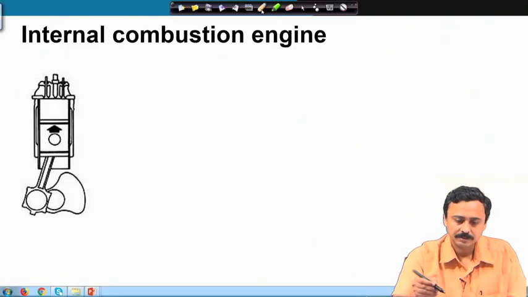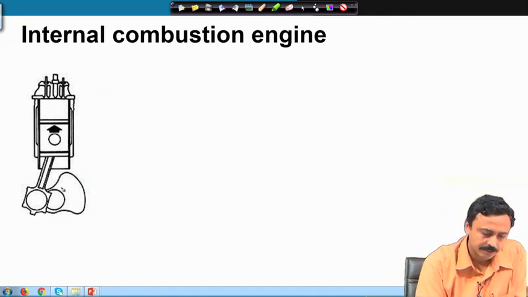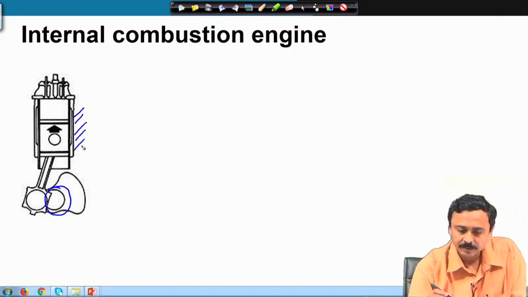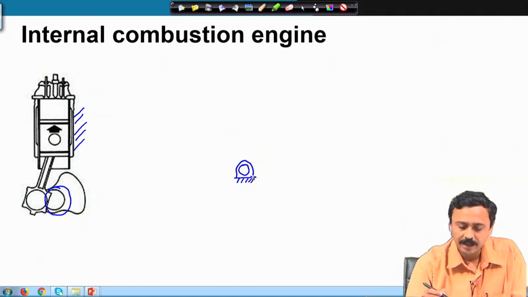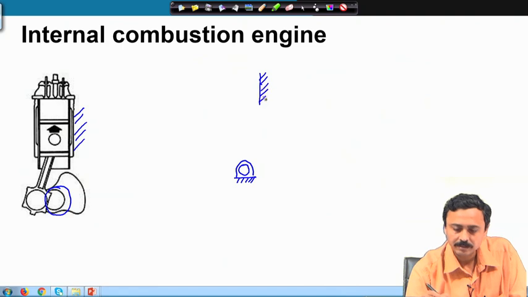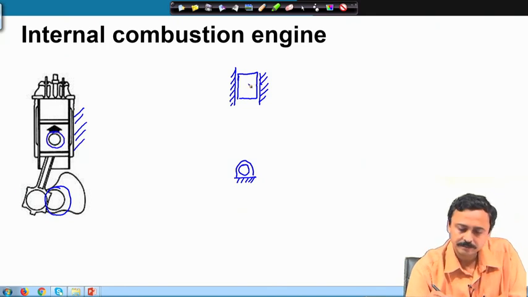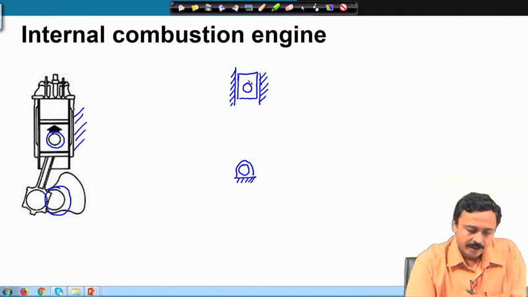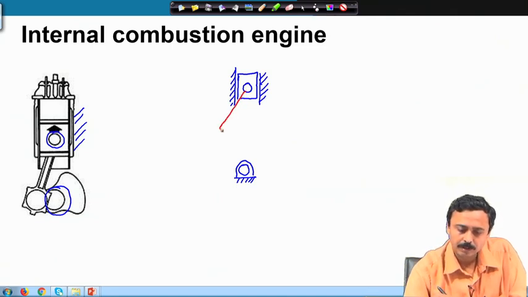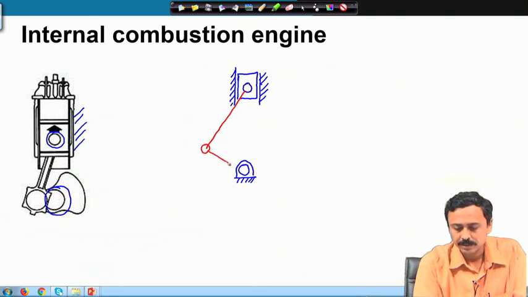This is an internal combustion engine. Here is a ground hinge, and you will realize that the cylinder is also grounded. Therefore, I have a ground hinge and I have the cylinder against which a piston is sliding. Now, the piston has this pin, it is marked here, and this is connected to the crank by a coupler, a coupling link. So, this is the coupler and here is the crank.